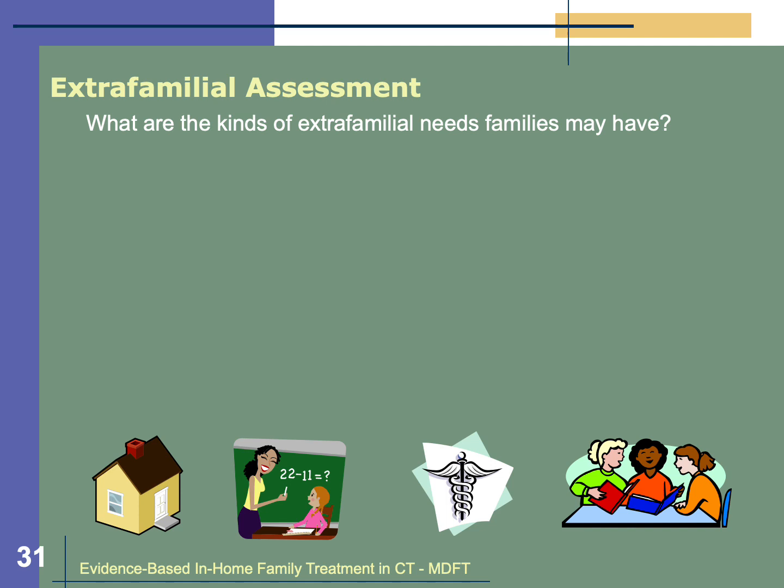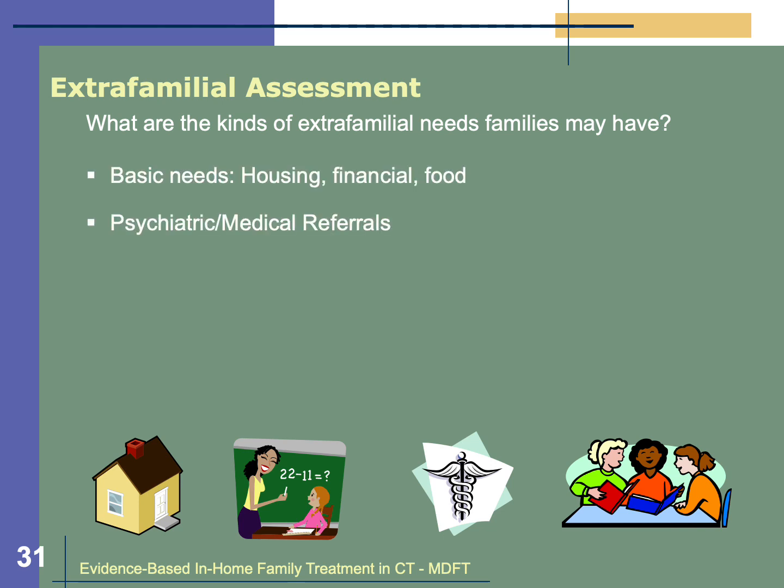And so then we look outside the system. And so we are thinking about what kind of needs they may have. This is the basic hierarchy of needs: food, clothing, and shelter, love and respect. And then we also are going to consider psychiatric and medical referrals. There may be a parent or child that has an undiagnosed mental illness. So we may have to refer them outside for psychiatric assessment to get medication if the kid is chronically dysregulated or a parent has an untreated bipolar disorder.